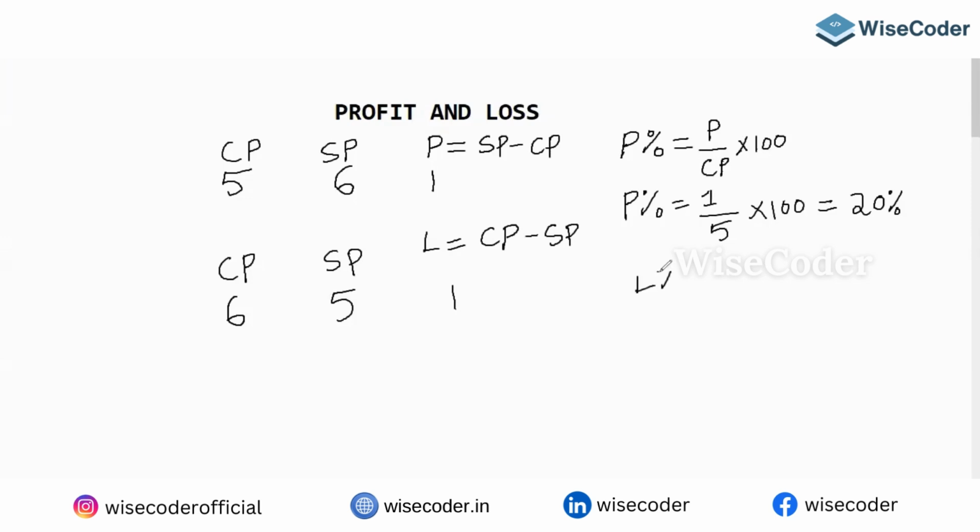So what is the loss percentage? The loss percentage will be loss by CP into 100. Then the loss percentage is going to be 1 upon CP, what is CP? 6, into 100. So 1 by 6. What is 1 by 6? 16.66 percent.